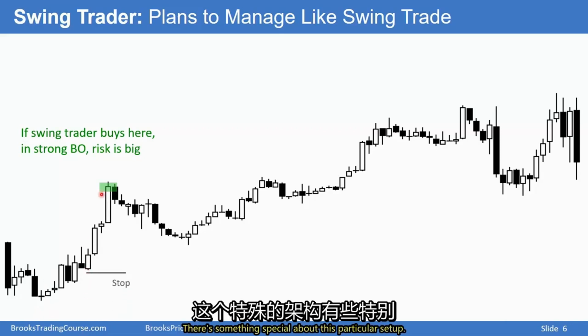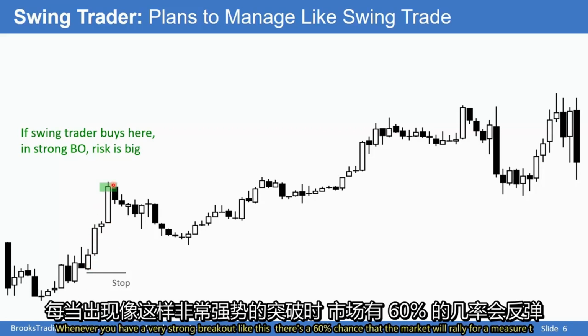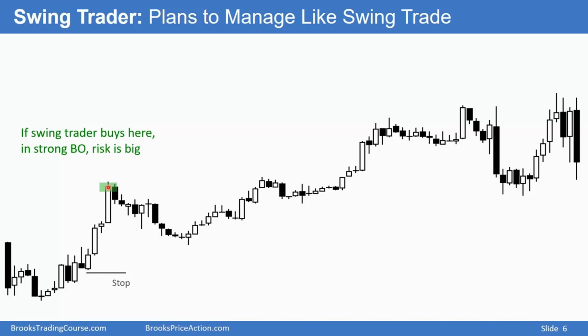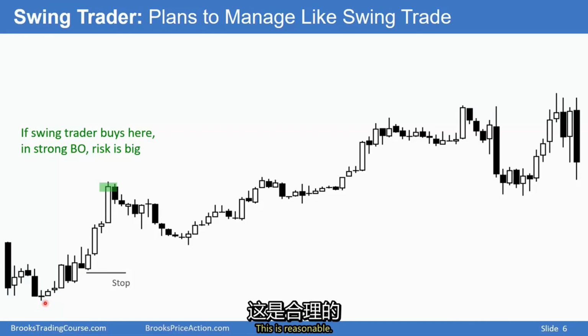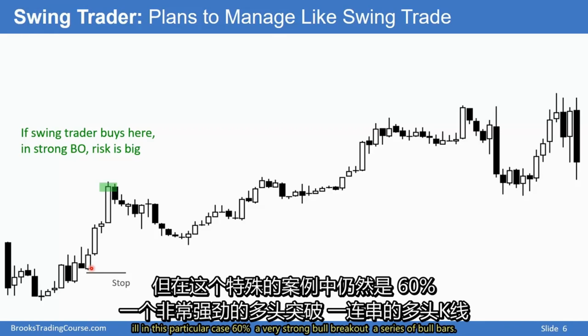There's something special about this particular setup. It's a very strong breakout. Whenever you have a very strong breakout like this, there's a 60% chance that the market will rally for a measured move up from the open of the first bar to the close of the final bar of the breakout. Traders will often put a stop below the bottom of the breakout rather than all the way down below the bottom of the bull trend. This is reasonable. Whenever you use a tighter stop like this, the probability of success is less, but it's still, in this particular case, 60%.